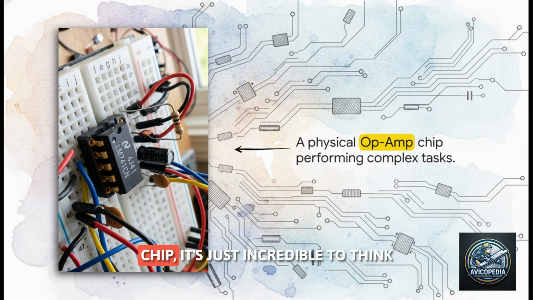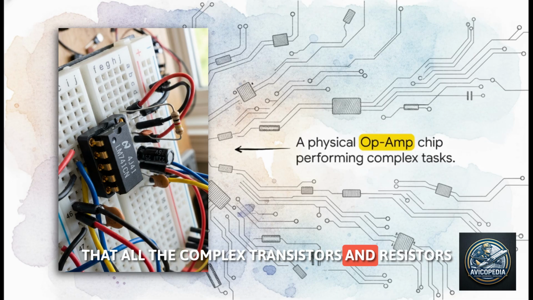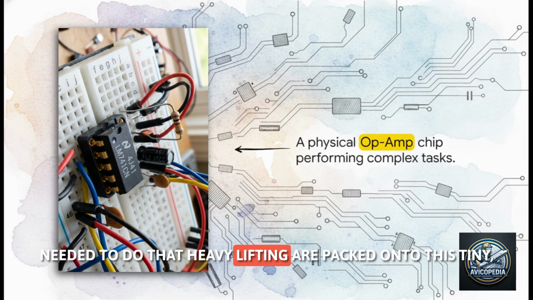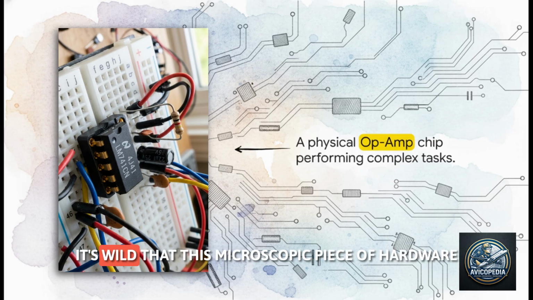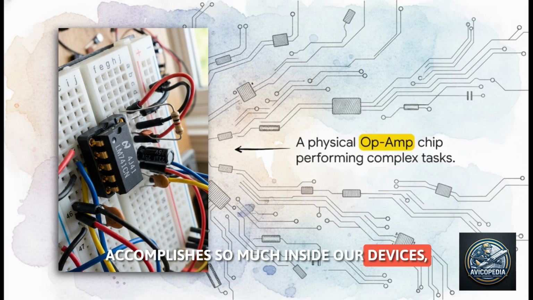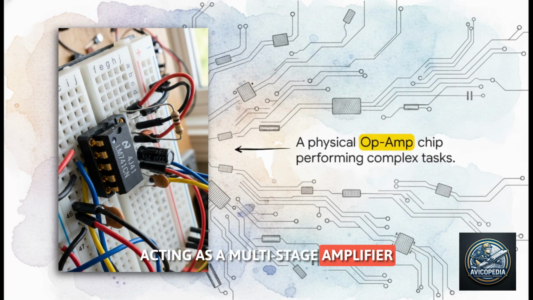Now, what's really interesting about this slide is when you look at this physical integrated circuit, this little IC chip, it's just incredible to think that all the complex transistors and resistors needed to do that heavy lifting are packed onto this tiny, unassuming piece of silicon. It's wild that this microscopic piece of hardware accomplishes so much inside our devices, acting as a multi-stage amplifier to boost and process those signals.